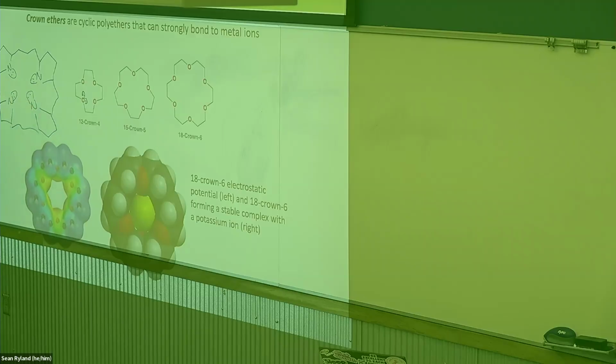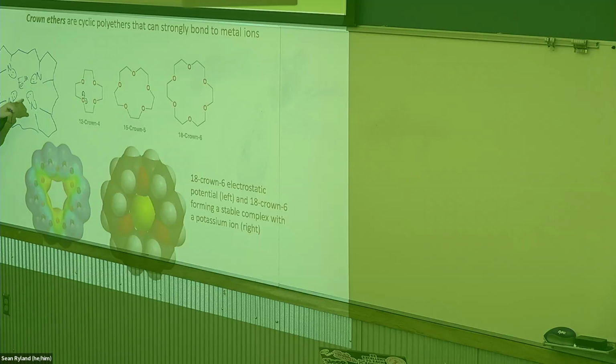This works and is really important in biology because that pocket of electron density holds the metal in place. In your hemoglobin, there's an iron that sits right there. And that's what actually bonds to the oxygen and carries oxygen throughout your body.